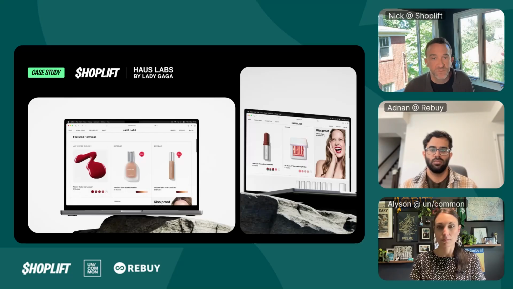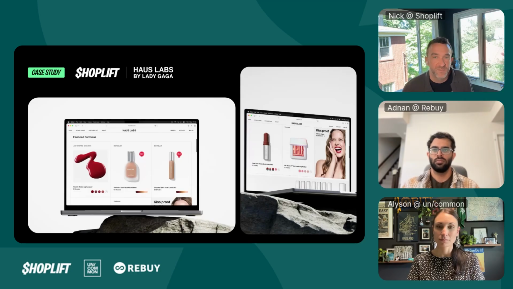And they have all sorts of textures. They have serums, they have oils, they have glosses, they have lacquers, they have powders, they have foundations, all sorts of things. And so the consumer experiencing all those different textures really drives home what it feels like to experience this product.